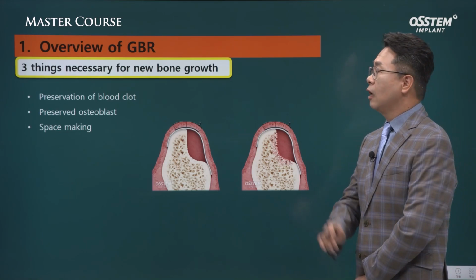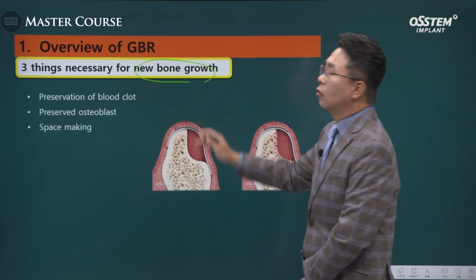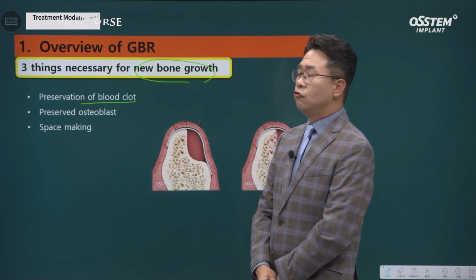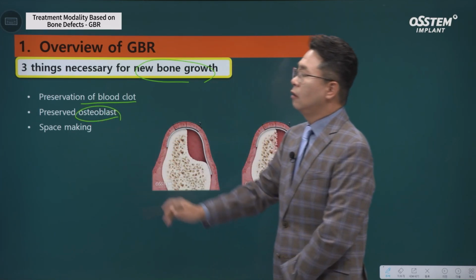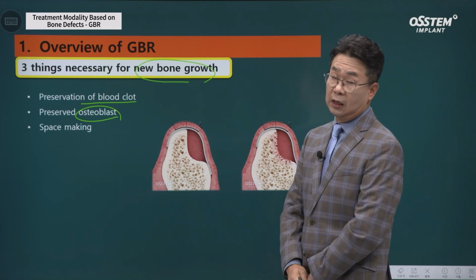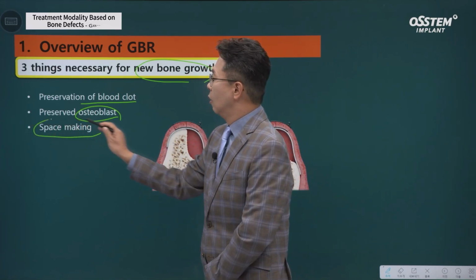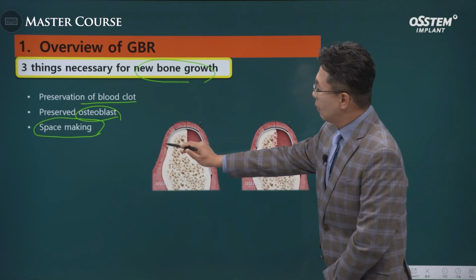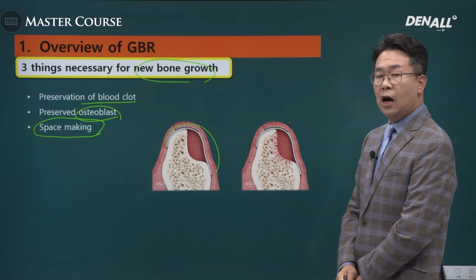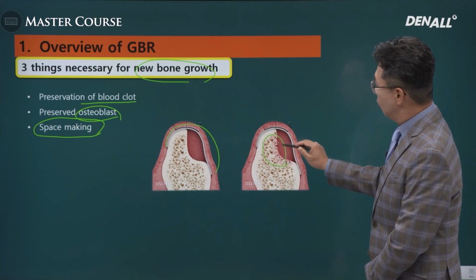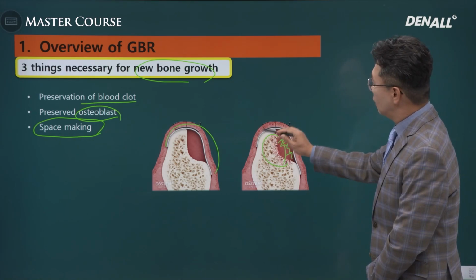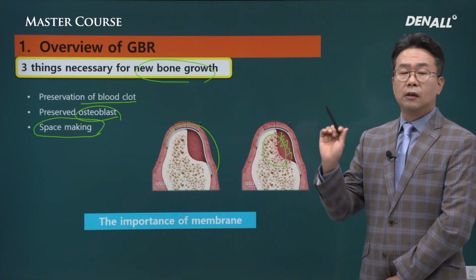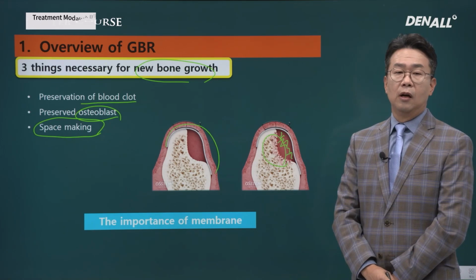In order to do GBR or form new bone, what is important? The three factors are important. First, preservation of blood clot. Second, osteoblast should be formed. Third, this is mentioned very frequently, but the space maintenance is really important. Certain membrane has been used to secure space, and this membrane needs to be maintained until osteoblast cells can fill in. The importance of membrane cannot be overemphasized.